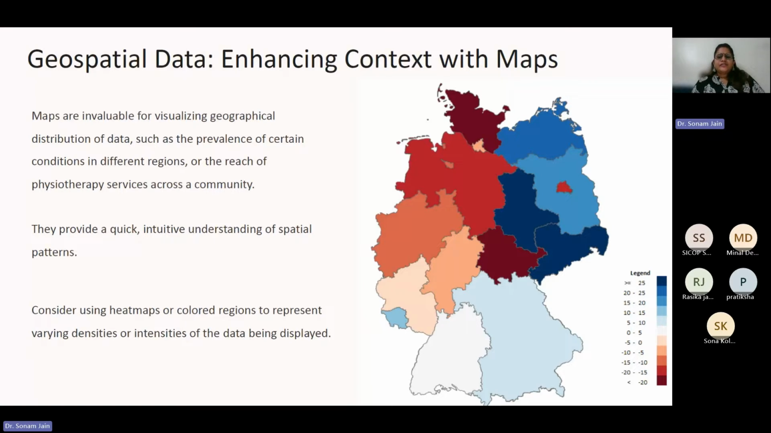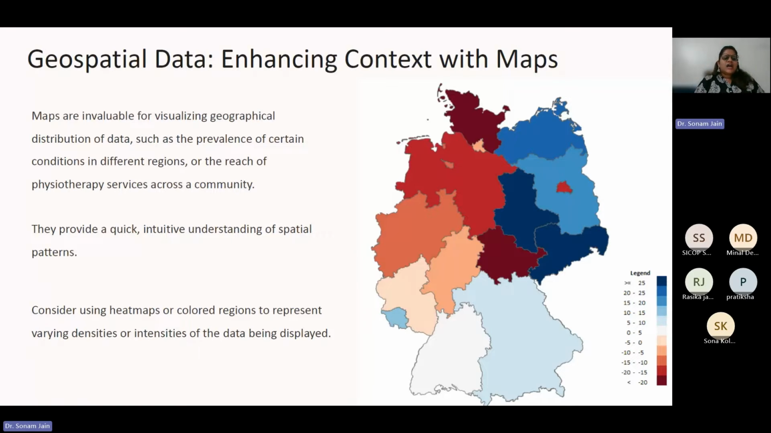Maybe as you go towards the north there is lesser awareness. So the different colors, or different shades of the same color, will tell us easily that, supposing southern India is in dark blue and North India is in light blue, and you have a legend. The legend is the indicator of your particular map diagram. So if you read the legend, we will easily be able to interpret that people in the southern regions are more aware about physiotherapy than in the northern regions.